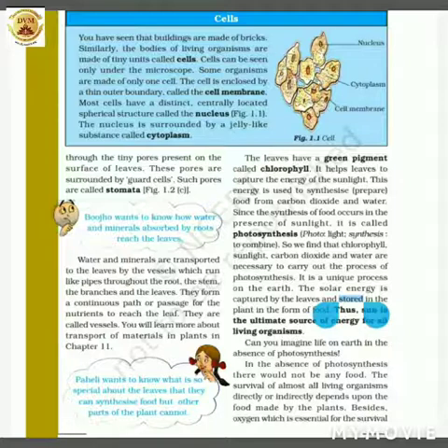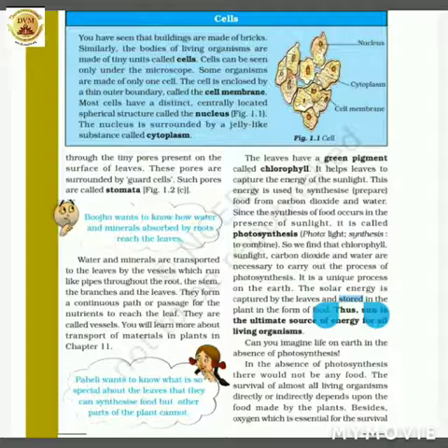So we find that chlorophyll, sunlight, carbon dioxide and water are necessary to carry out the process of photosynthesis. It is a unique process on the earth. The solar energy is captured by the leaves and stored in the plant in the form of food. The sun is the ultimate source of energy for all living organisms. Plants cannot prepare their food in the absence of sunlight. In this way we can say the sun is the ultimate source of energy on the earth.